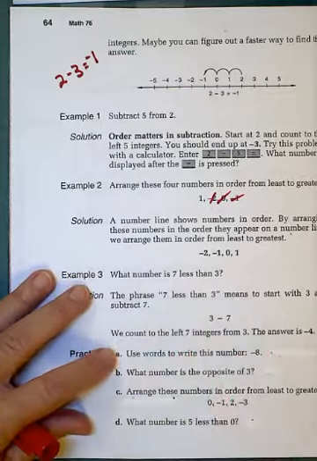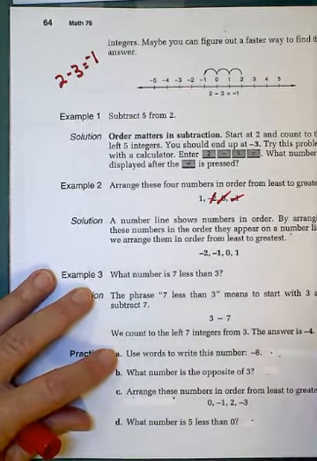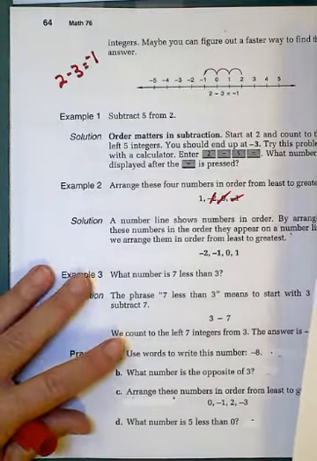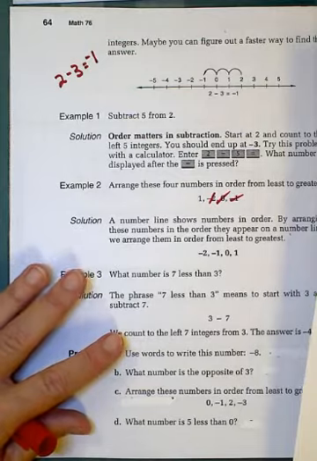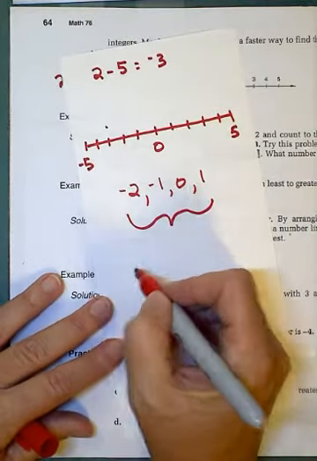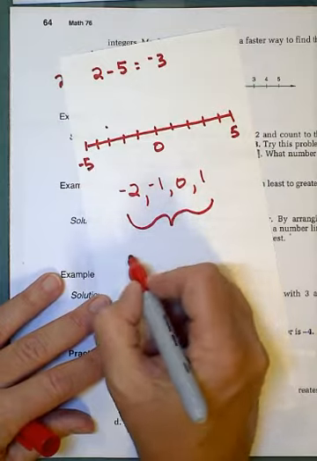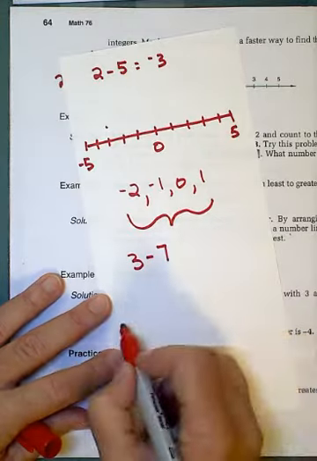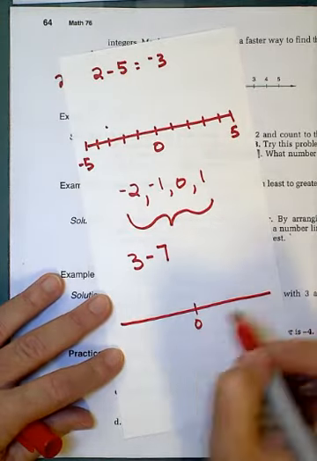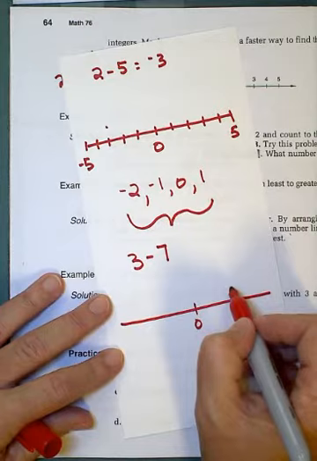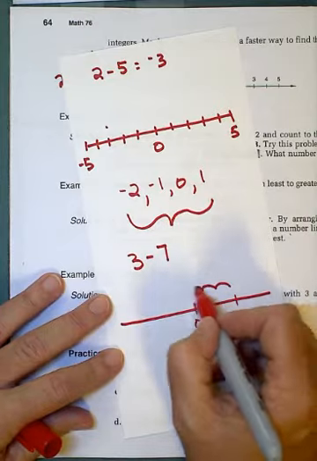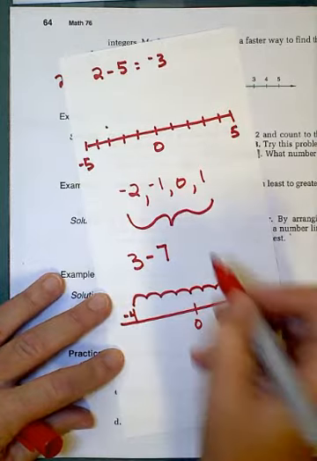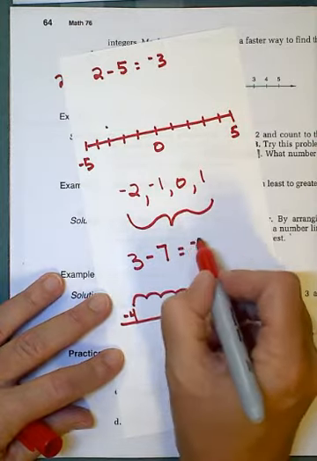Example 3, we are asked what number is 7 less than 3? Again, especially with these problems, I encourage you to write your equation first. What is 7 less than 3? Means that I'm starting with 3 and I'm taking away 7. Again, on our number line, if we start at 3 and go back 7, we see that we end up at -4. Therefore, 3 minus 7 equals -4.